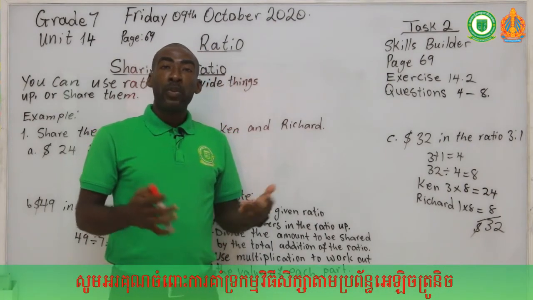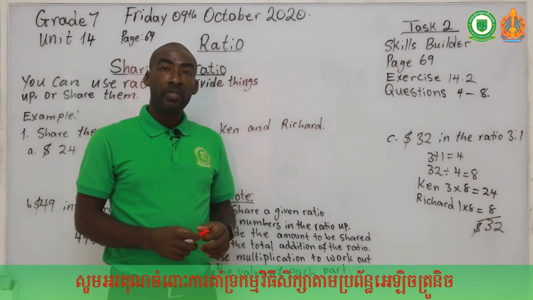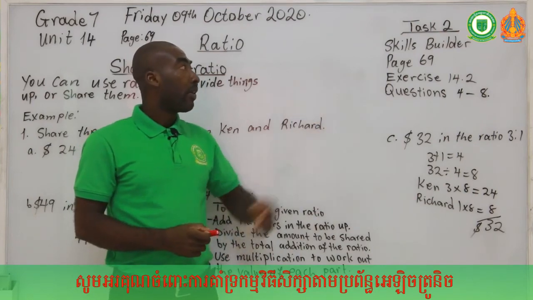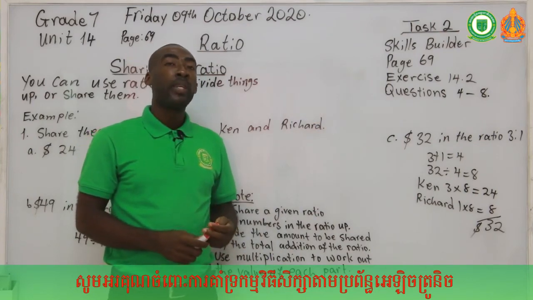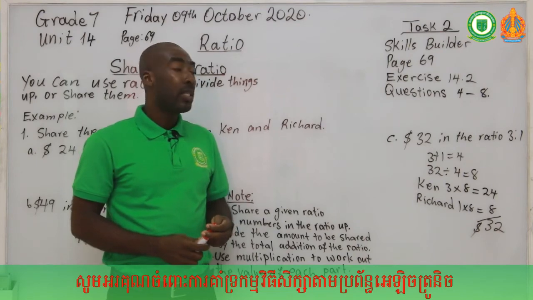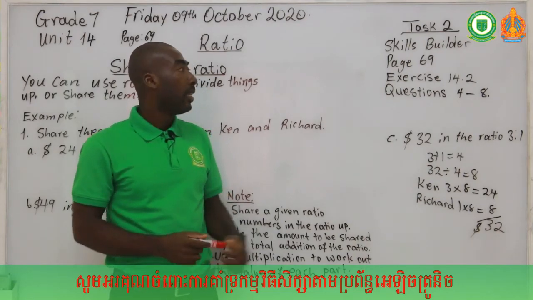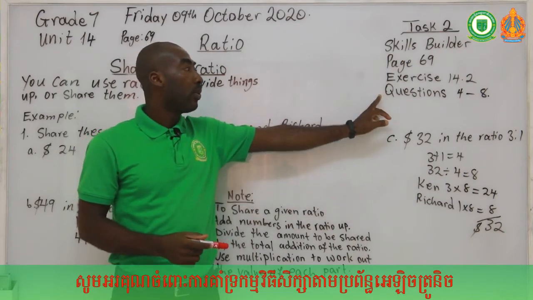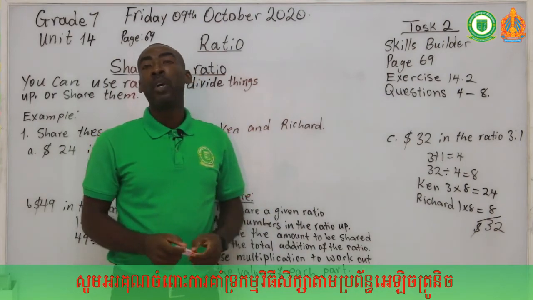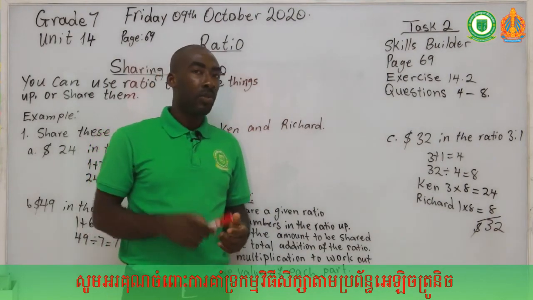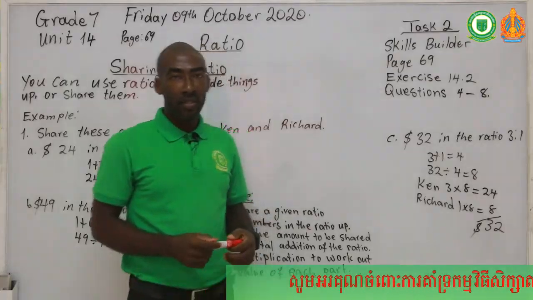I hope you have enjoyed the section as well as the first section. We will have our second activity. That will be from the Skills Builder book section. Open to page 69, exercise 14.2. You have questions 4 up to 8. Wish you good luck. I'll see you in our last video.